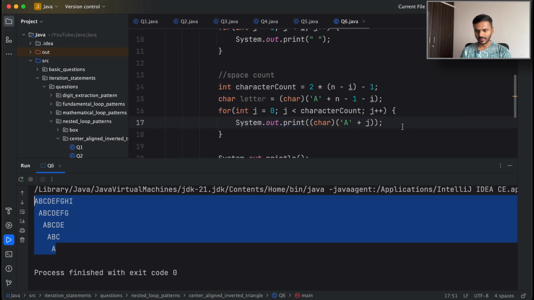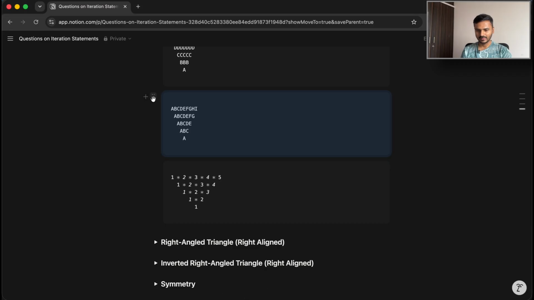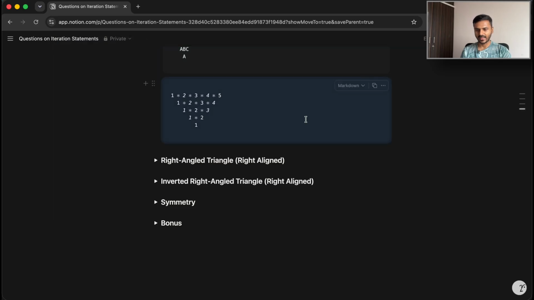And let's come back here. And over here, if you see, the variable letter is not getting used anymore. So let's get rid of this. And with this, we have solved the second last question from our list. Now let's move on to the last question that we have.